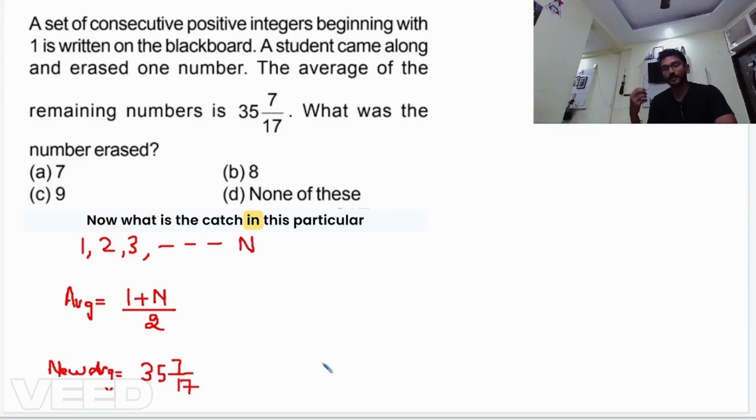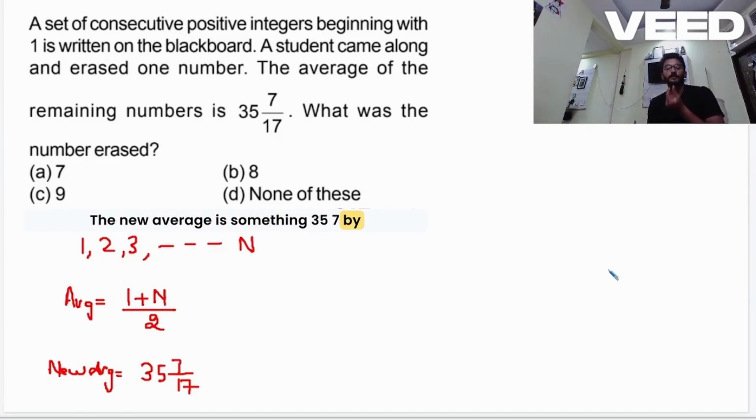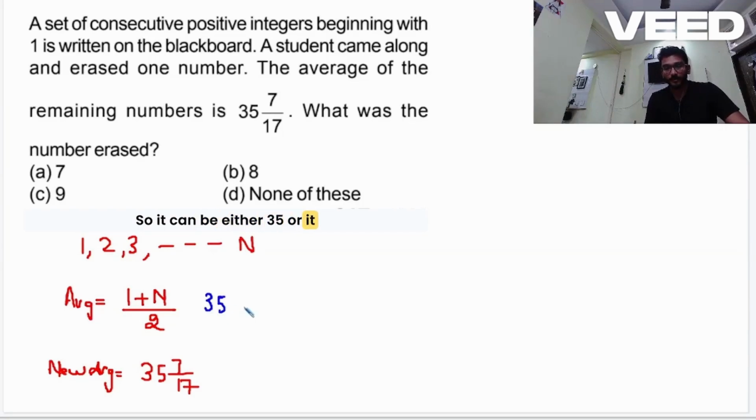Now, what is the catch in this particular type of question? There is an assumption. The assumption is like this. The new average is 35 7/17, which I can say is near to 35. So if the new average is near to 35, the old average or the previous average must be near to 35. So it can be either 35 or 36.